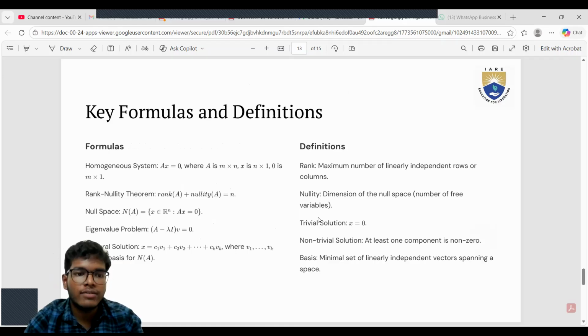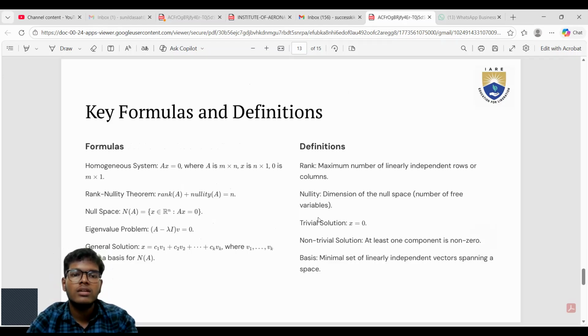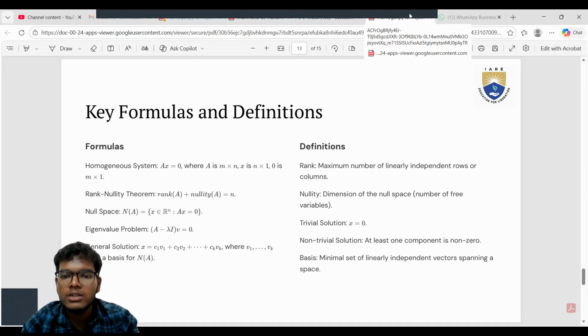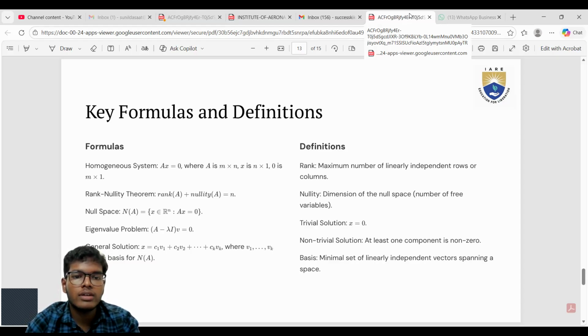These are the formulas and definitions. Homogeneous system: Ax equal to 0, where A is an n cross n matrix, x is n cross 1, and 0 is n cross 1. Rank: definition, maximum number of linearly independent rows or columns. Rank-nullity theorem: rank A plus nullity equal to n.